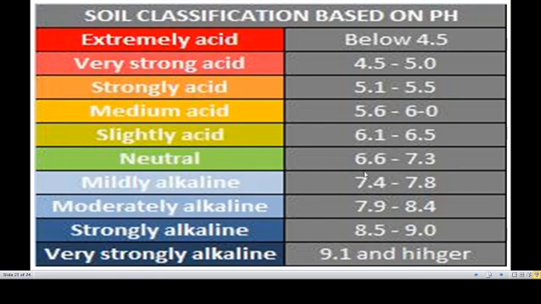Neutral, 6.6 to 7.3. Mildly alkaline, 7.4 to 7.8. Moderately alkaline, 7.9 to 8.4. Strong alkaline, 8.5 to 9. Very strong alkaline, 9.1 and greater.